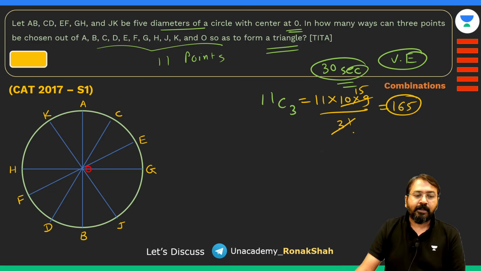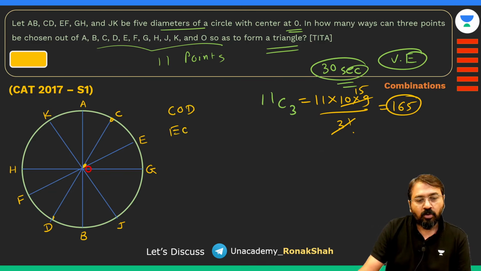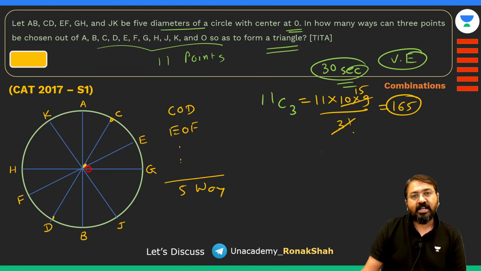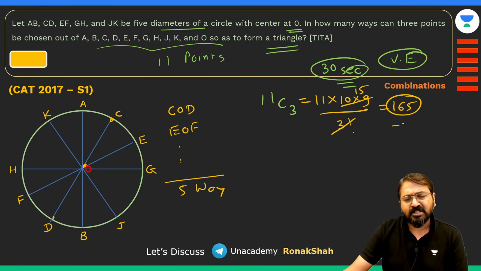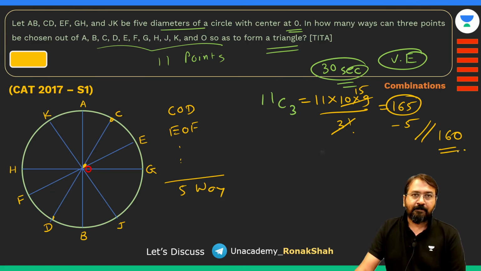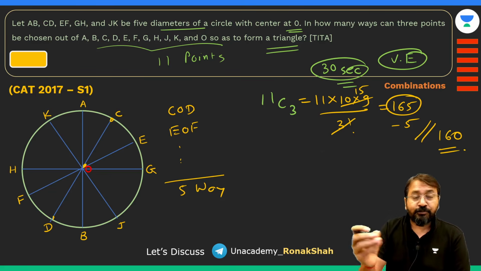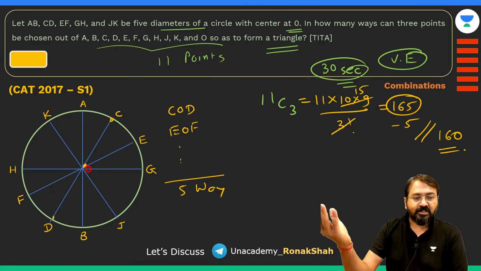165, right? But out of this, when I select 3 points which are in a straight line, suppose I select COD or I select EOF and so on, there can be 5 ways in which I can select 3 points in a straight line. So that will not form a triangle. So we just need to subtract those 5 and the answer will come out to be 160. Isn't that a very simple question? Once you visualize, you can directly solve it. If not 30 seconds, maybe 50, 60 seconds, right?